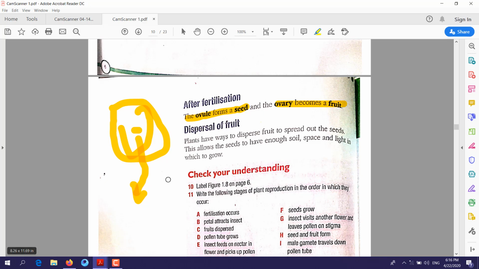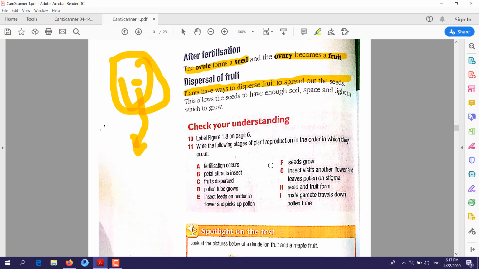So, plants have ways to disperse fruits to spread out the seeds. There are many ways to disperse the seeds. It could be by wind, by water, by humans, by some animals. It depends on the kind of the seed, because as you know, we have different types of seeds. Seeds come with different shapes and sizes.